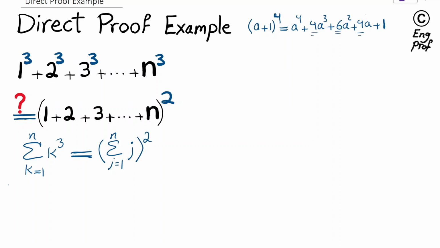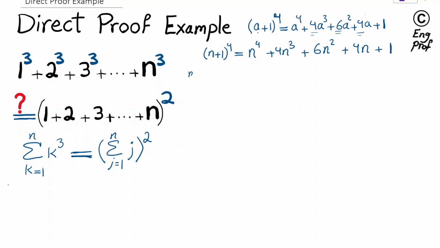So the trick I'm going to use is, let's write n plus 1 to the power 4. In this case, it's easy. A is n, so I'm going to get n to the power 4 plus 4n to the power 3 plus 6n to the power 2 plus 4n plus 1. Great. Now let's do the trick.